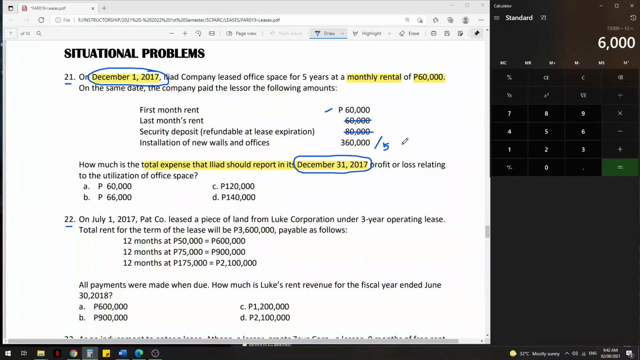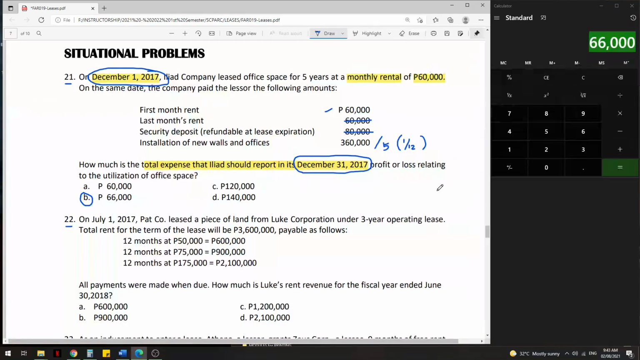So all in all, what we did is we only got the portion of the 360 that applies for 1 month over 12 months. Okay? So that's how everything happened. Memory plus this one, memory recall. What I would get is a total figure of 66,000, your correct answer for number 21.